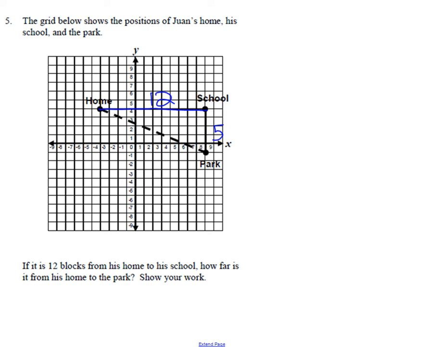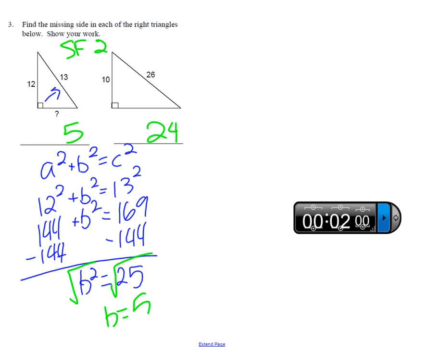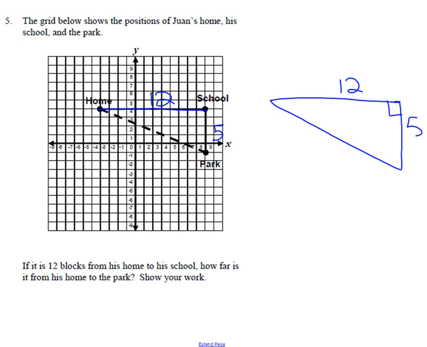So how far is it from his home to the park? So if you can't see it. Somebody said count it. You can't count it because it's diagonal. We could work it out, but we already did. Good thing it's on your paper. So how far is it from his home to the park? It's 13 blocks. Right? Halfway there.